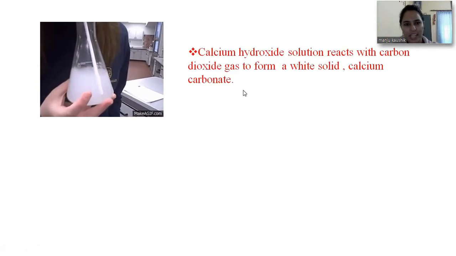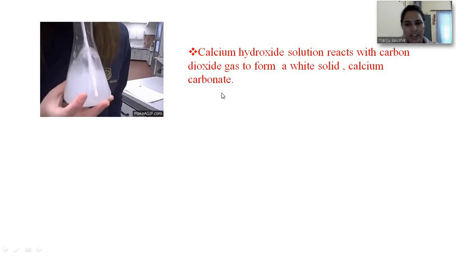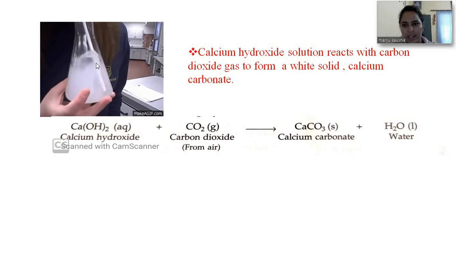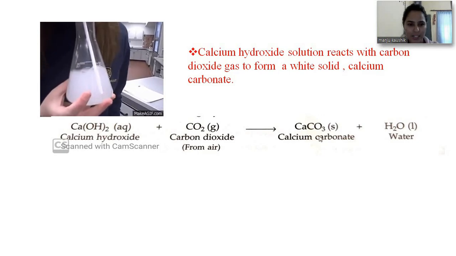As you can see in this picture, when we blow into the solution of calcium hydroxide, a white solid mass is produced. So, calcium hydroxide solution reacts with carbon dioxide gas to form a white solid, that is calcium carbonate. Students, we can write the chemical equation for that. Calcium hydroxide, which is aqueous, reacts with carbon dioxide from air which we exhale. See in this picture, the girl is blowing into the beaker. So when we exhale, we release carbon dioxide gas. So calcium hydroxide reacts with carbon dioxide gas to produce calcium carbonate.